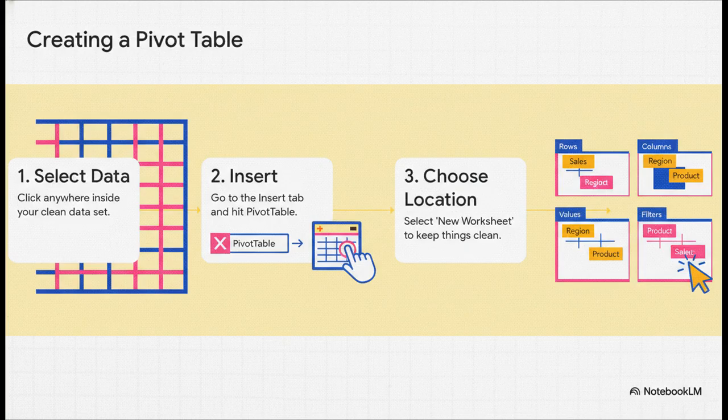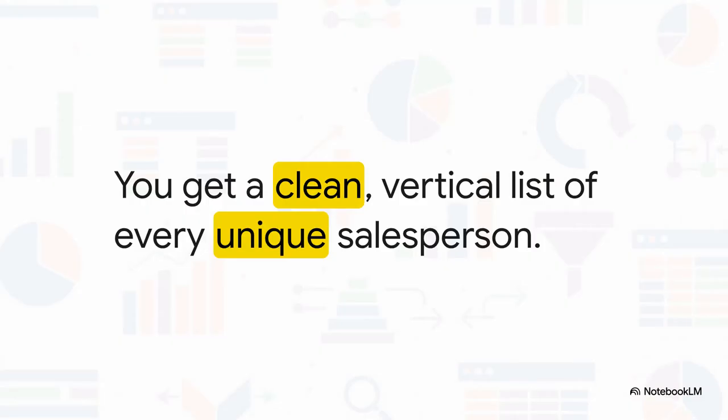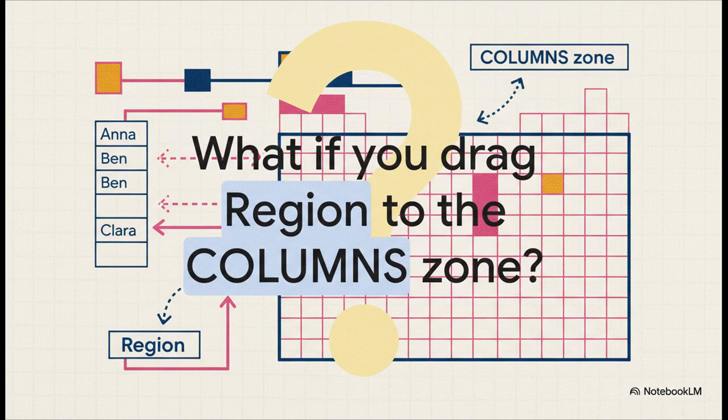those 4 zones. Okay, so you've got your blank pivot table staring back at you. On the right, you see a list of all your column headers. Let's start building. What do you think happens when you grab that salespeople header and just drag it right into the rows box? Exactly. Bam! Your table instantly populates with a vertical list of every single salesperson from your data. The pivot table just scanned thousands of rows and gave you a perfect deduplicated list. See? Step 1, done.